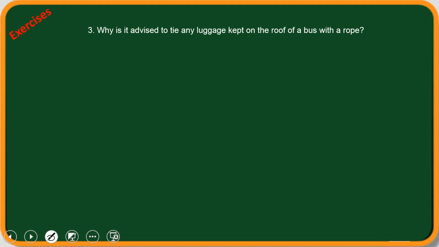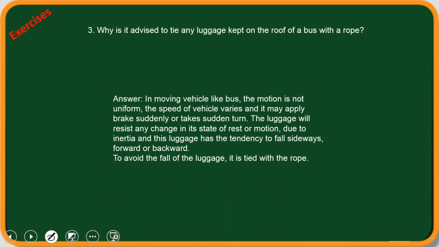So it can fall down. Like that, even while taking a turn, it can change the direction. The bus wants to change the direction, but the luggage will not change the direction. So in such a case, the luggage can fall down. Understand? In order to avoid this, what we are doing is tying it with a rope. Understand? The main reason here also is inertia. So you can write the answer like this.